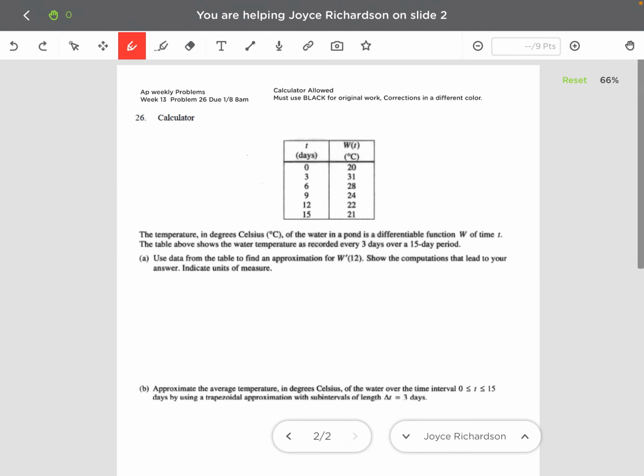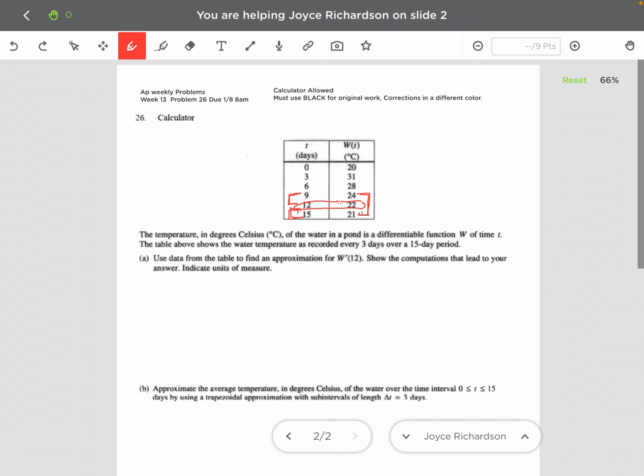Okay, so I'm going to go to problem 26 now. 26 asks, use the data to approximate w prime of 12. There's a couple of different ways we can do that. Okay, they want you to get the change. So we can either sandwich that guy in the middle right there, or we can compare these two, or we can use these two. Okay, I tend to sandwich mine in the middle.